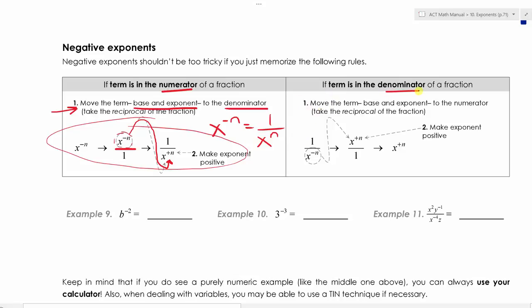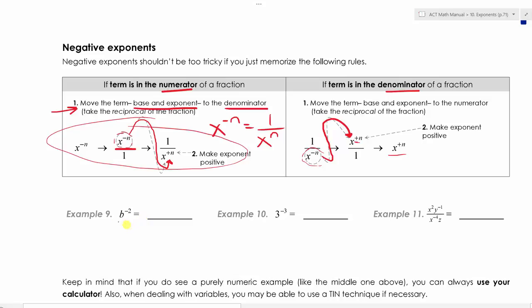Now, if the term is in the denominator, you're doing something similar. You're just moving in the other direction. So if you have 1 over x to the negative n, notice we have a term with a negative exponent in the denominator. We take that term, we put it up into the numerator, and we make the exponent positive. So 1 over x to the negative n, x to the negative n goes up into the numerator, exponent becomes positive, and we end up with x to the positive n.